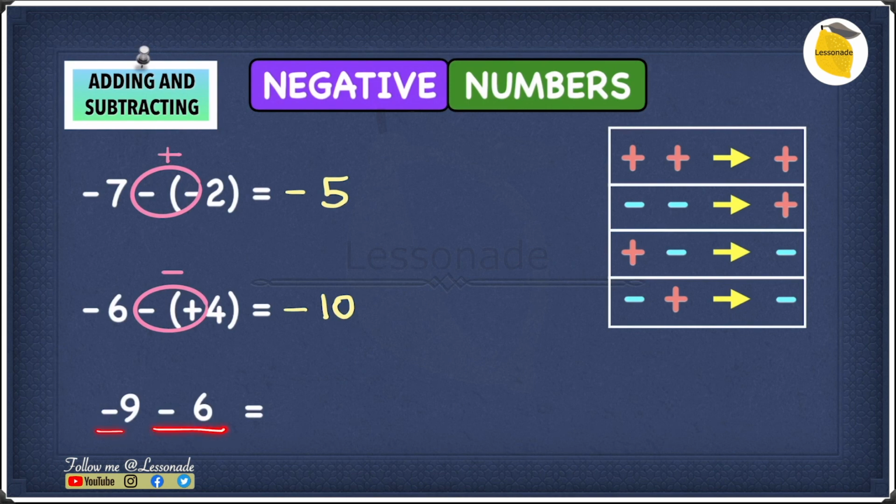So minus 9 minus 6 will just give us an answer of minus 15. Remember, you can't turn these two minus signs into plus because they're not next to each other. This rule we have right here only works when two of the signs are next to each other.